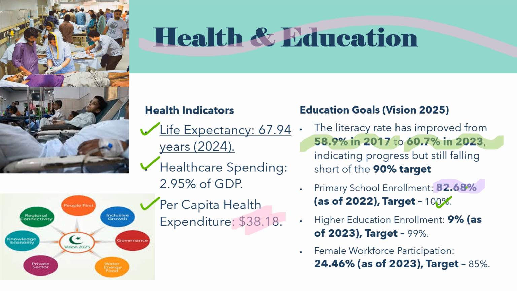In higher education, the numbers are more concerning, just 9% enrollment as of 2023, with a bold target of 99%. And here's an indicator, a critical one indeed. Female workforce participation is just 24.46%, less than a quarter of working age women are part of the economy. The goal, a transformative 85%, which would redefine Pakistan's socio-economic dynamics. So while the data reveals gaps, it also reflects intent, ambition, and areas for urgent focus.